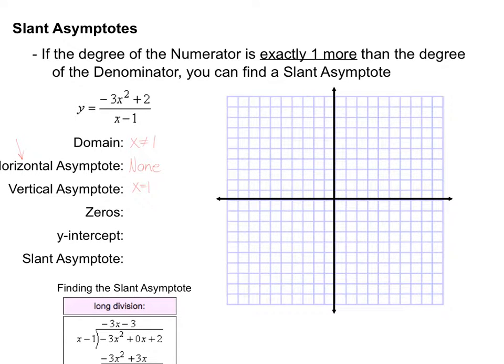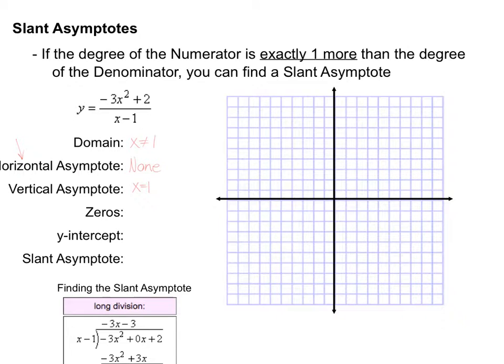Now, if this were, say, an x cubed on the top and an x on the bottom, we still would not have any horizontal asymptotes because it's bigger on top, but we also would not have any slant asymptotes because it's more than 1 degree higher. In this case, though, we have a degree of 2 on the top and a degree of 1 on the bottom, so we will have a slant asymptote.